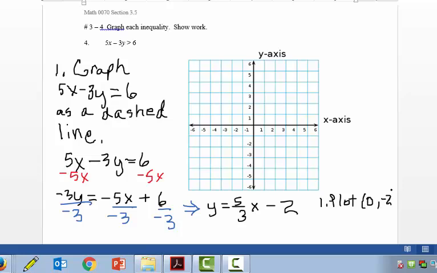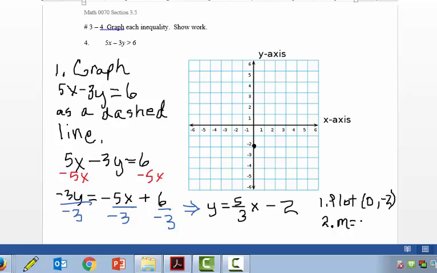All right, so I'm going to plot my y-intercept, which is 0, negative 2. The constant in this equation gives me the y-coordinate of the y-intercept. So here's 0, negative 2. I plot that.